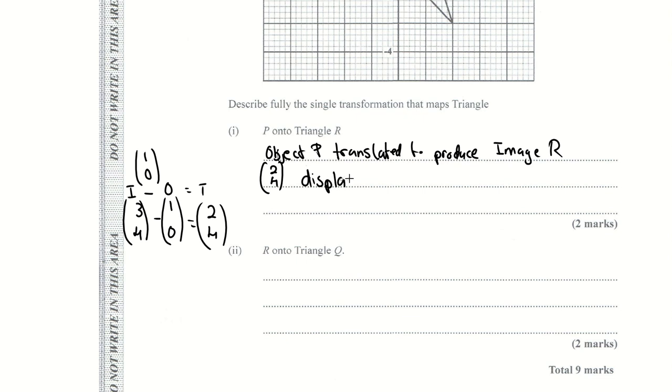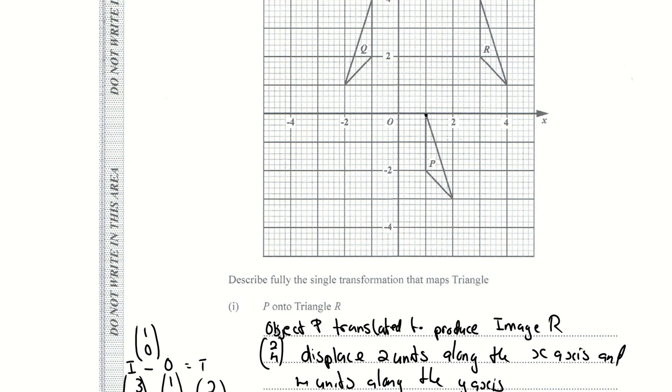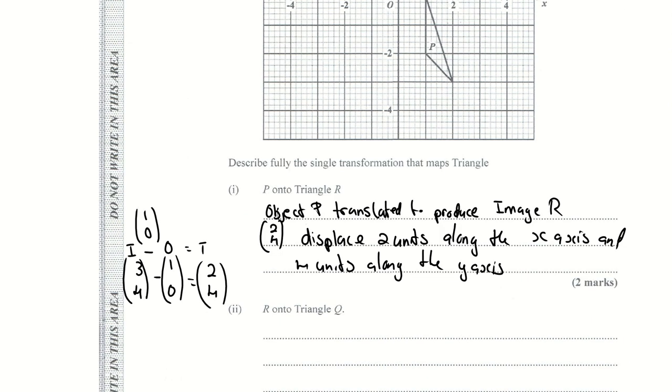So you could say object P translated to produce image R, displaced 2 units along the x-axis and 4 units along the y-axis. If you just put 2, 4, that would be correct as well, because this tells you that on top is the displacement along your x-axis, the bottom is the displacement along your y-axis, right?